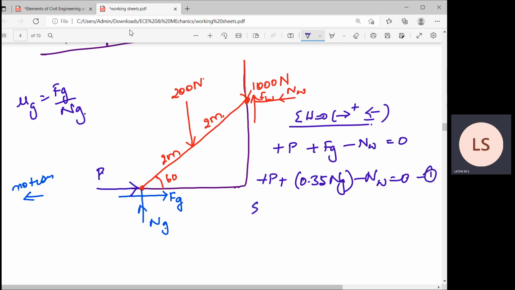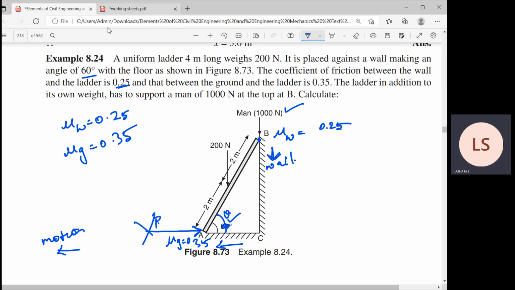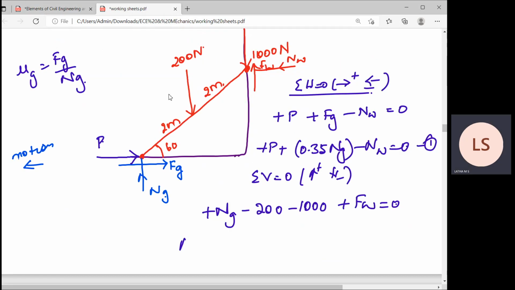Similarly, I go with sigma V is equal to 0. Positive up, negative down. What are the forces I find? In the order: plus Ng minus 200 minus 1000 plus Fw equals 0. Do I have the Ng value? No, I don't have the Ng value. Very sorry, Ng value is not there.